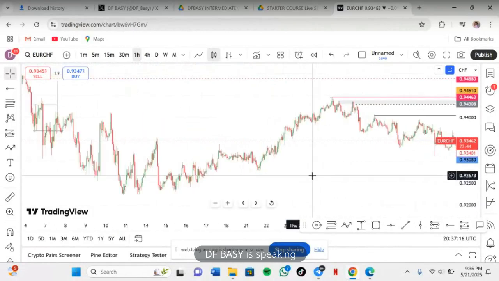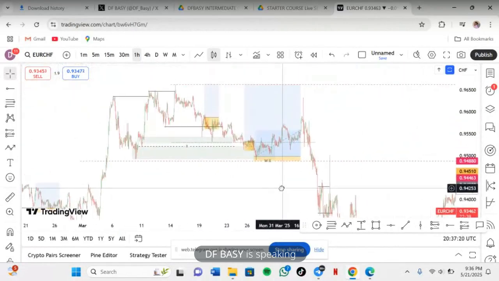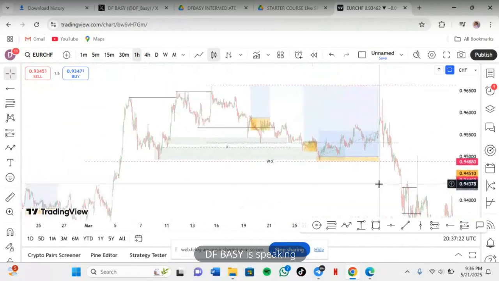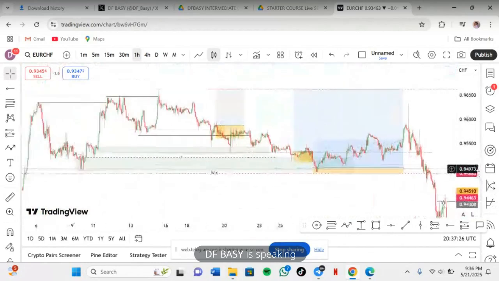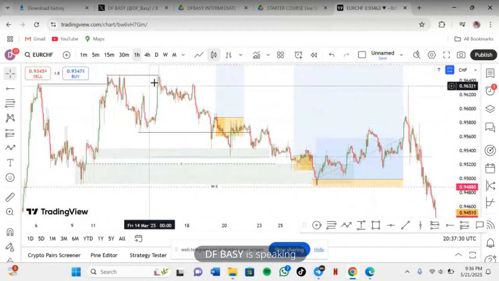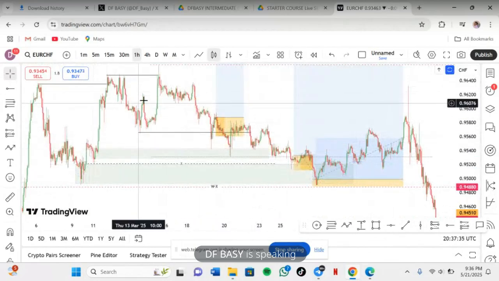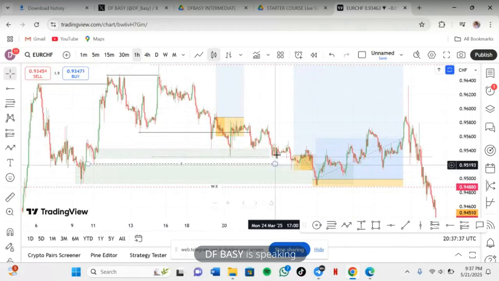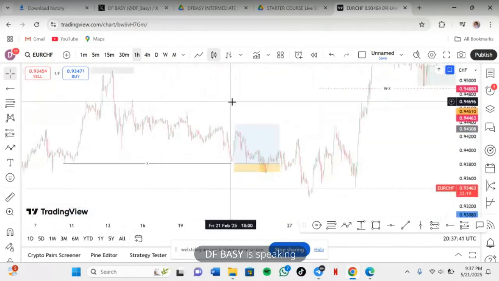All right. This is an example of a ranging market. You can see the market was going neither up nor down. It was going up from here, expected to go up, then it was going down, then down again. It's ranging, right? The range doesn't have a clear direction.